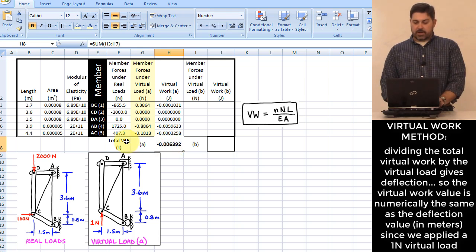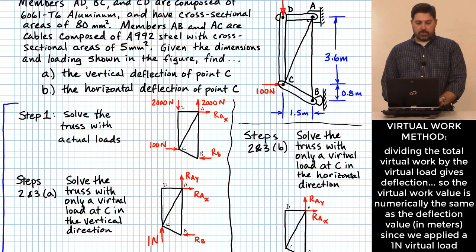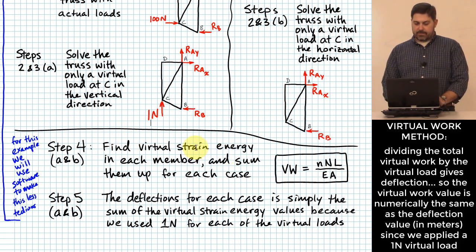Okay, this is a total amount of virtual work, which is going to be in joules or Newton meters, right? A joule is a Newton meter. What was our last step that I recommended? It says, first we find the virtual strain energy in each member and sum them up for each case, so that's what we just finished doing with our spreadsheet. Step 5 says the deflection for each case is simply the sum of the virtual strain energy, and all we have to do is divide by 1 Newton to get what that is in meters, right?